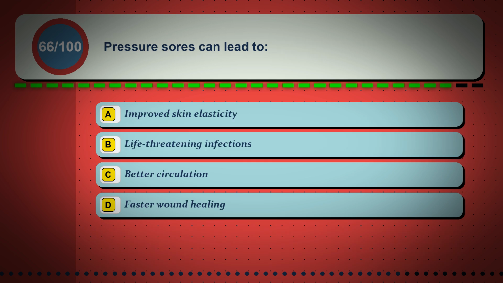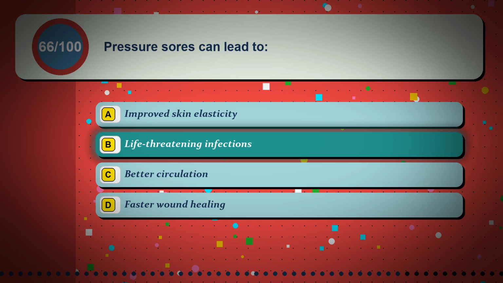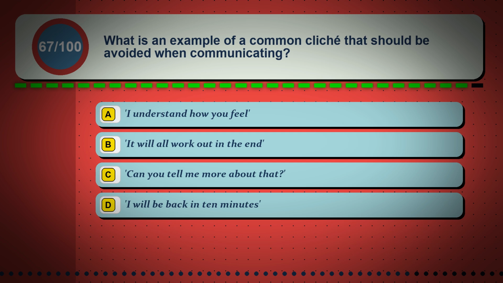Question 66. Pressure sores can lead to option A, improved skin elasticity, option B, life-threatening infections, option C, better circulation, option D, faster wound healing. The correct answer is option B, life-threatening infections. If left untreated, pressure sores can become deep, infected, and lead to sepsis, a blood infection, or bone infections, which can be fatal.